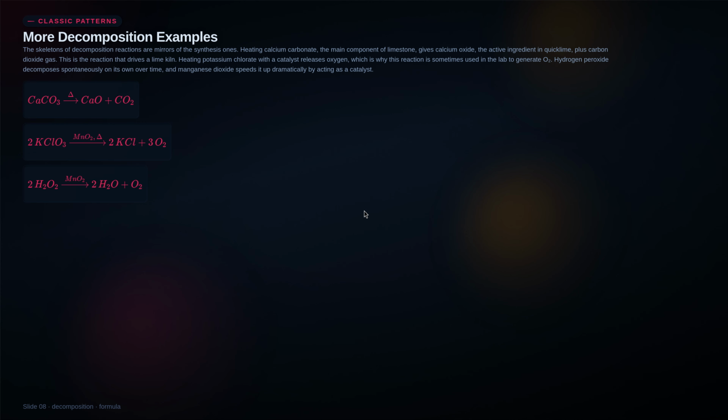Notice how each of these starts with a single reactant on the left and produces two products on the right. Decomposition is the opposite direction of synthesis. If A plus B gives AB, then AB can also break back into A and B when energy is added.